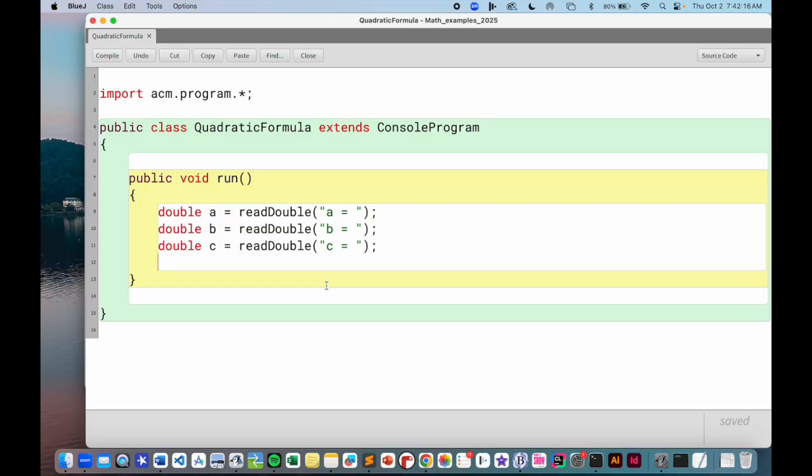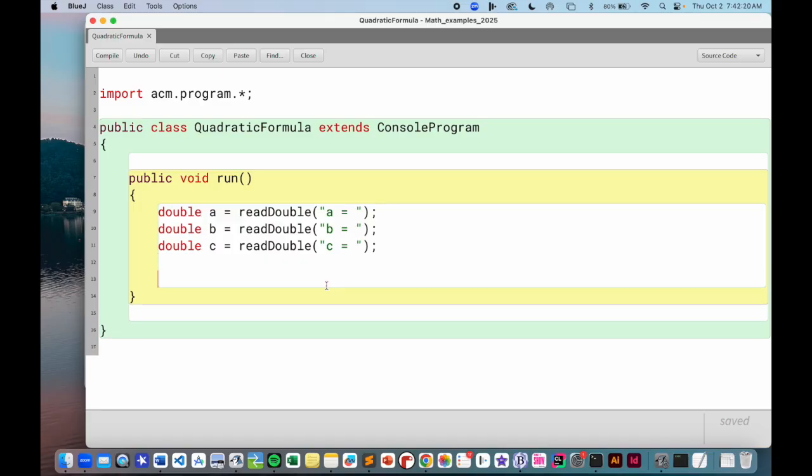Now that we have a, b, and c, I need to do the quadratic formula. Now we know that there's a little plus or minus in the quadratic formula, and there's actually no way to do plus or minus in Java as one thing. So we're going to need to make two different variables for two solutions. So let's do this. Double x1, and I'm using x1 and x2 because that's how it's commonly done in your math class. If we were doing this in CS, maybe we'd use x0, x1.